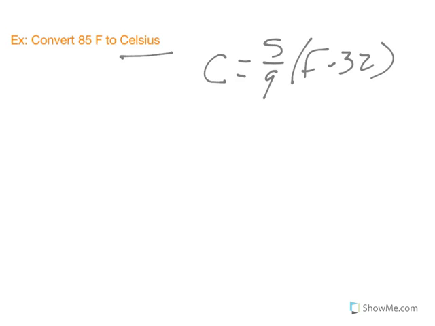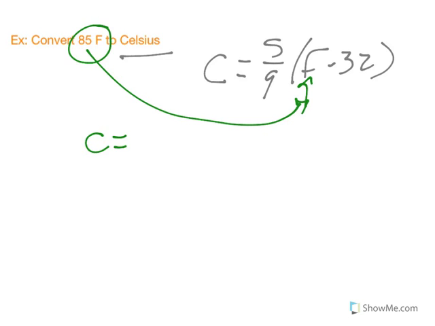So to start, let's say convert 85 degrees Fahrenheit to Celsius. I want Celsius, so I'm going to use C equals 5/9 (F minus 32). I'm going to walk through these slowly in the beginning, and I'm going to get faster as we go. You can see that this F right in here corresponds to this. So we are going to take C equals 5/9, and I'm going to plug in 85 for F.